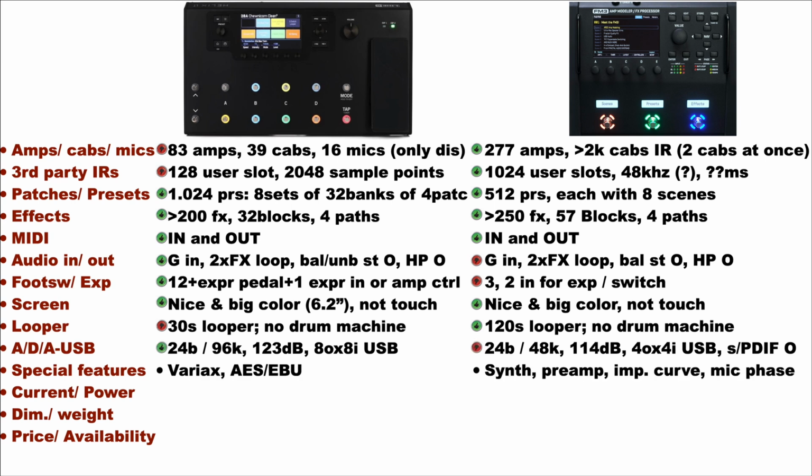As regards special features, I would mention the Variax connectivity and the AES/EBU of the Helix, while among the FM3 special features I would mention the synth available in the FM3 along with the simulation of microphone preamps, which is pretty cool. Here the FM3 offers more special features in my opinion. Then we have the power needs, where both the units have an internal PSU.